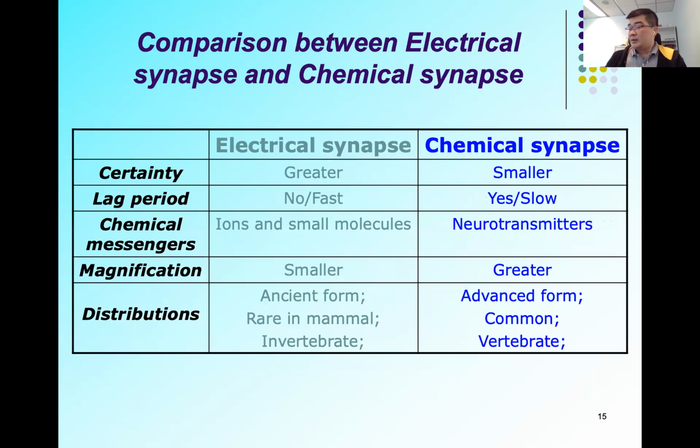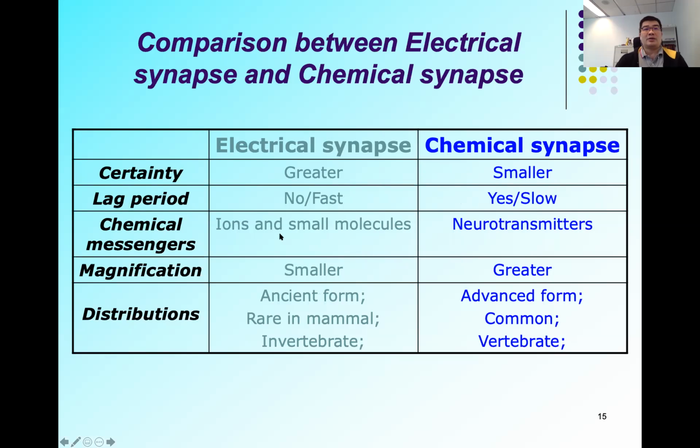Now, some comparison between these two types of synapses, electrical and chemical. Certainty is greater in the electrical and smaller in the chemical. Why? Because the electrical is always going to pass through the signal, but the chemical will depend on the chemical transmission and the modulation as well. The lag period is really fast for the electrical. For the chemical, there is a lag because of the diffusion of the neurotransmitter across the synaptic cleft, so that is much slower compared to the electrical synapse.